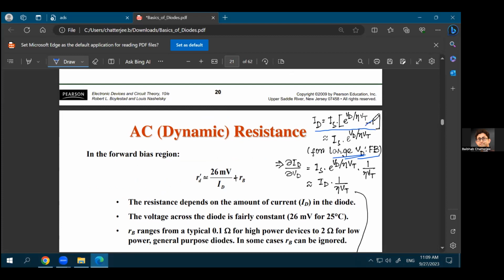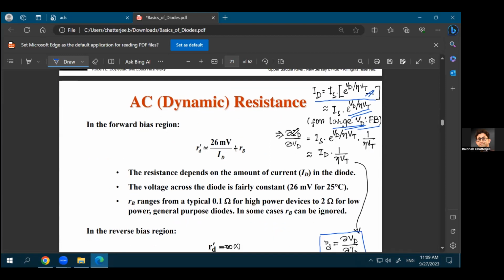So you can ignore this minus 1 term. So this equation becomes ID almost equal to IS times e to the power VD divided by eta VT. You're ignoring that minus 1 because you're in forward bias, your VD is large, and that's why your exponential term is much, much larger than 1.